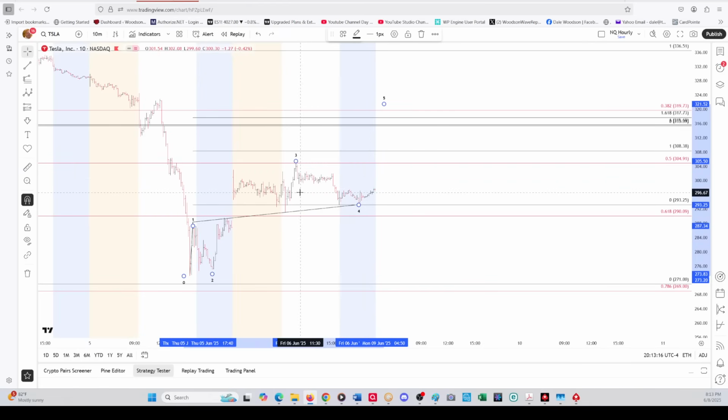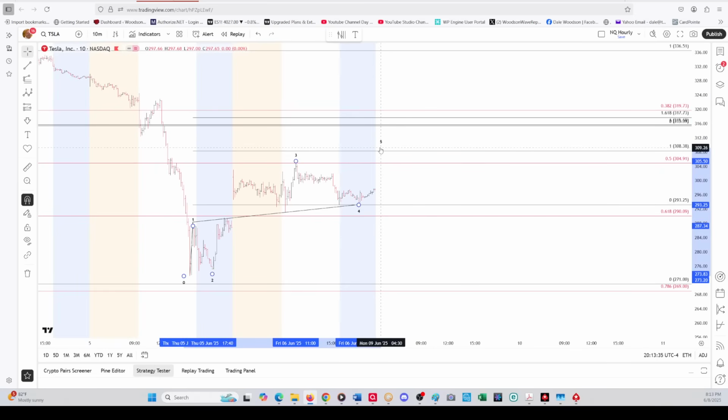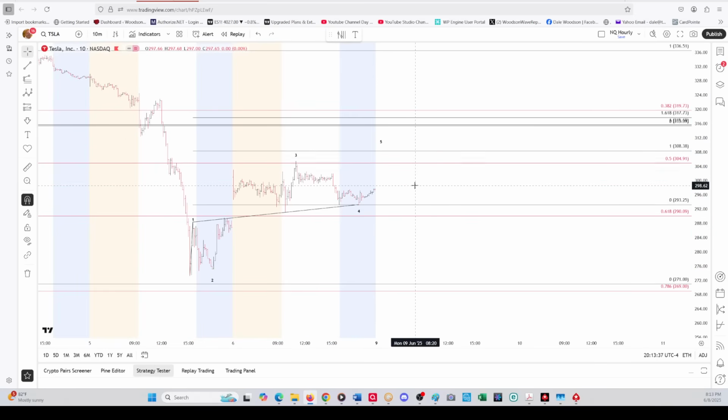It's validated with a move above the wave 3 high, which is 305.50. Okay, and the target for 5, the minimum requirement for 5th wave is to go above the 3rd wave, and it would at 308.38. It could extend and go to 1618, which is at 317.73. Okay, so that's what we're looking at for Tesla.